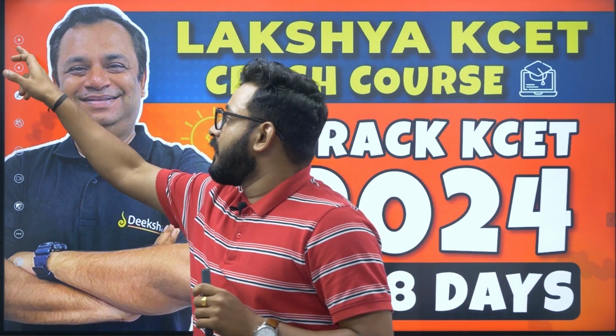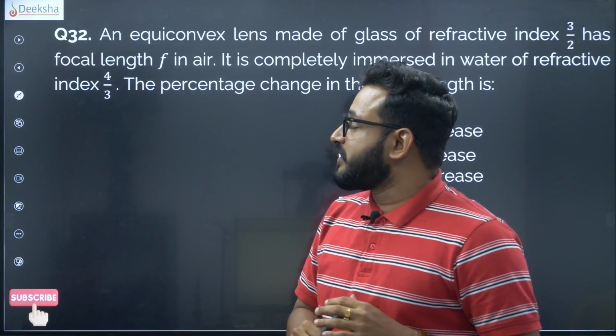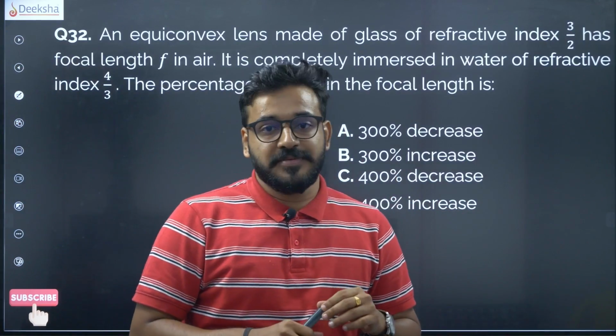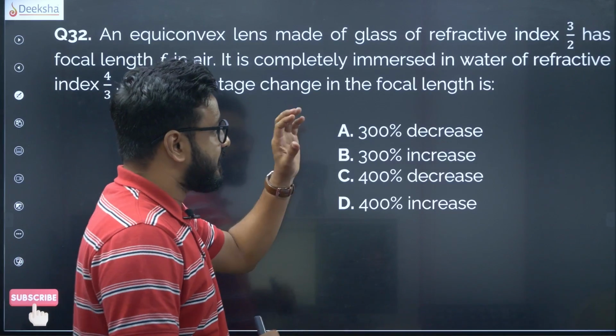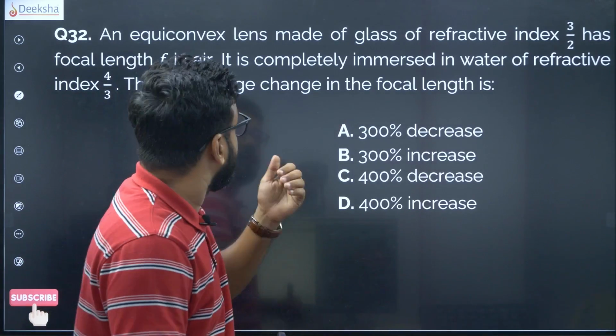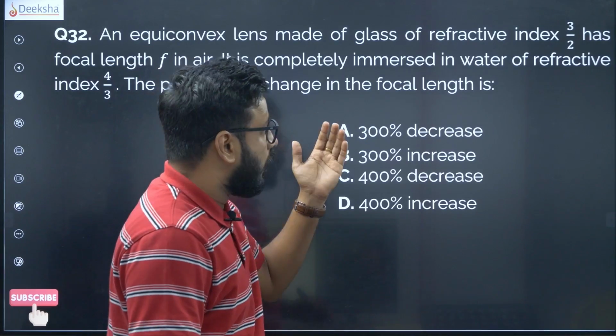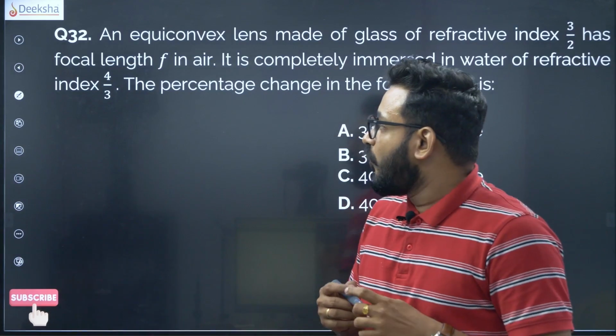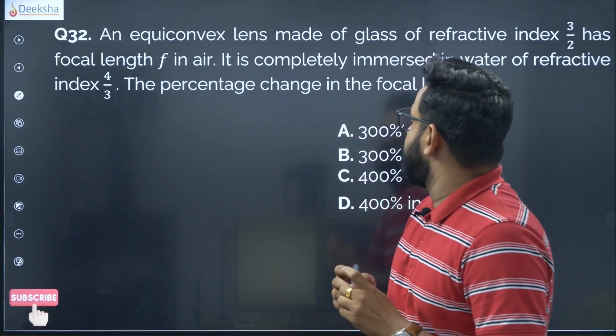All right, now coming to the 32nd question: an equiconvex lens made up of glass of refractive index 3 by 2 has focal length f in the air. It is completely immersed in water of refractive index 4/3. The percentage change in the focal length is?